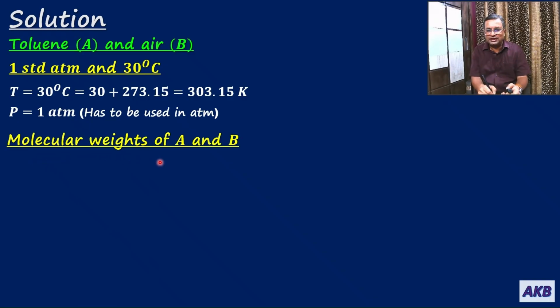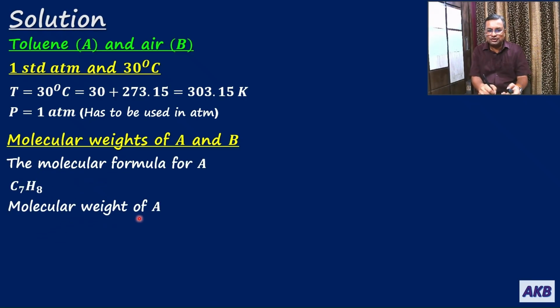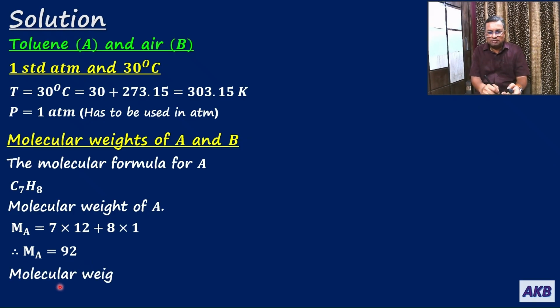Molecular weights of A and B. So molecular formula for A is C7H8. Therefore, molecular weight of A will be Ma is equal to 7 atoms of carbon into atomic weight of carbon plus 8 atoms of hydrogen into atomic weight of hydrogen. That gives us Ma as 92. Then molecular weight of B, which is air in this case, Mb is 29.